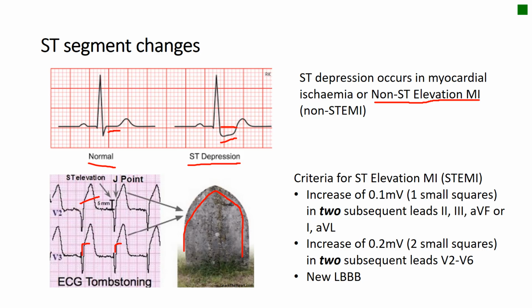And so the criteria, if you want to be strict about it, is at least one small square in 2 subsequent leads in 2, 3 and AVF. Remember, that's the inferior leads, or 1 in AVL, which is the lateral leads. Or if you look at the anterior leads, it's got to be 2 small squares, a bit more elevation on the anterior leads between V2 and V6, or a new left bundle branch block.